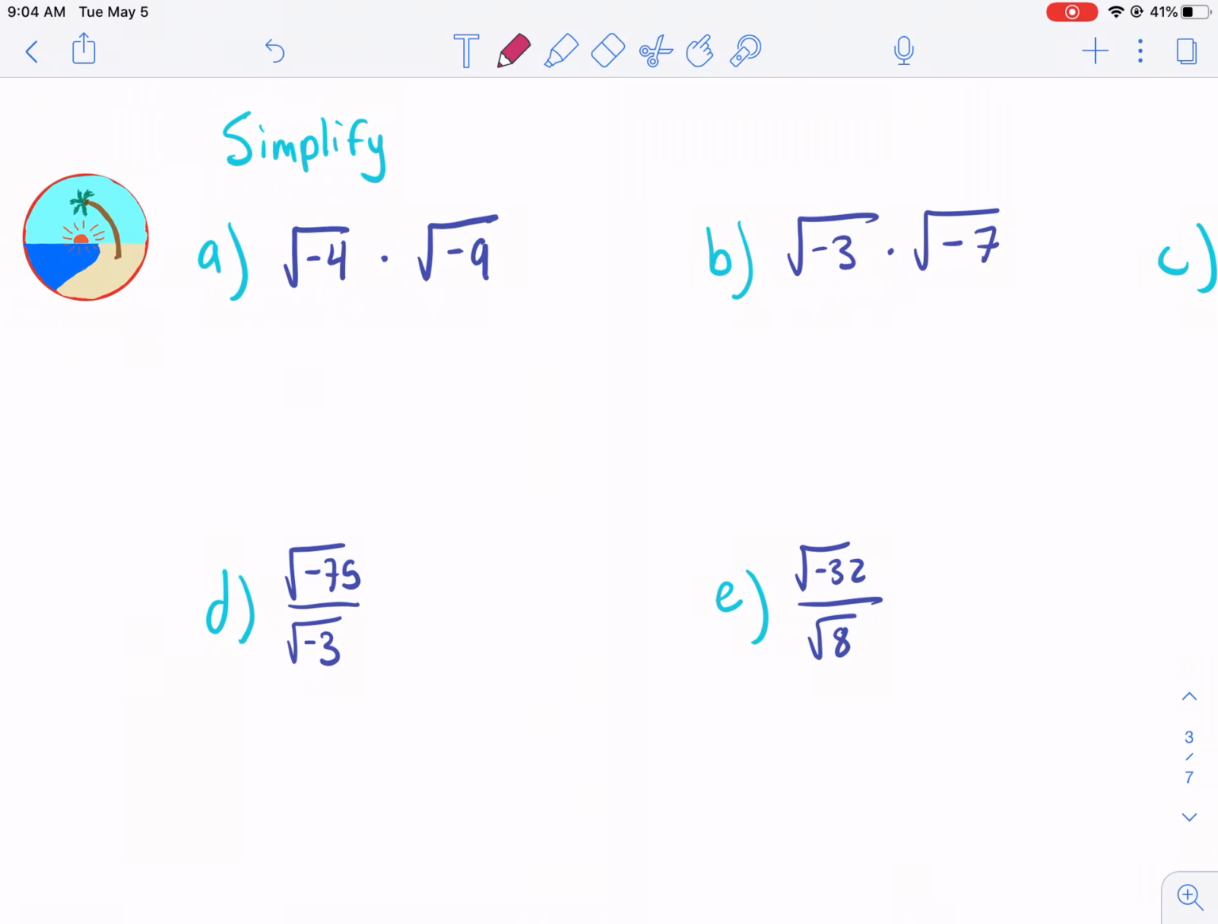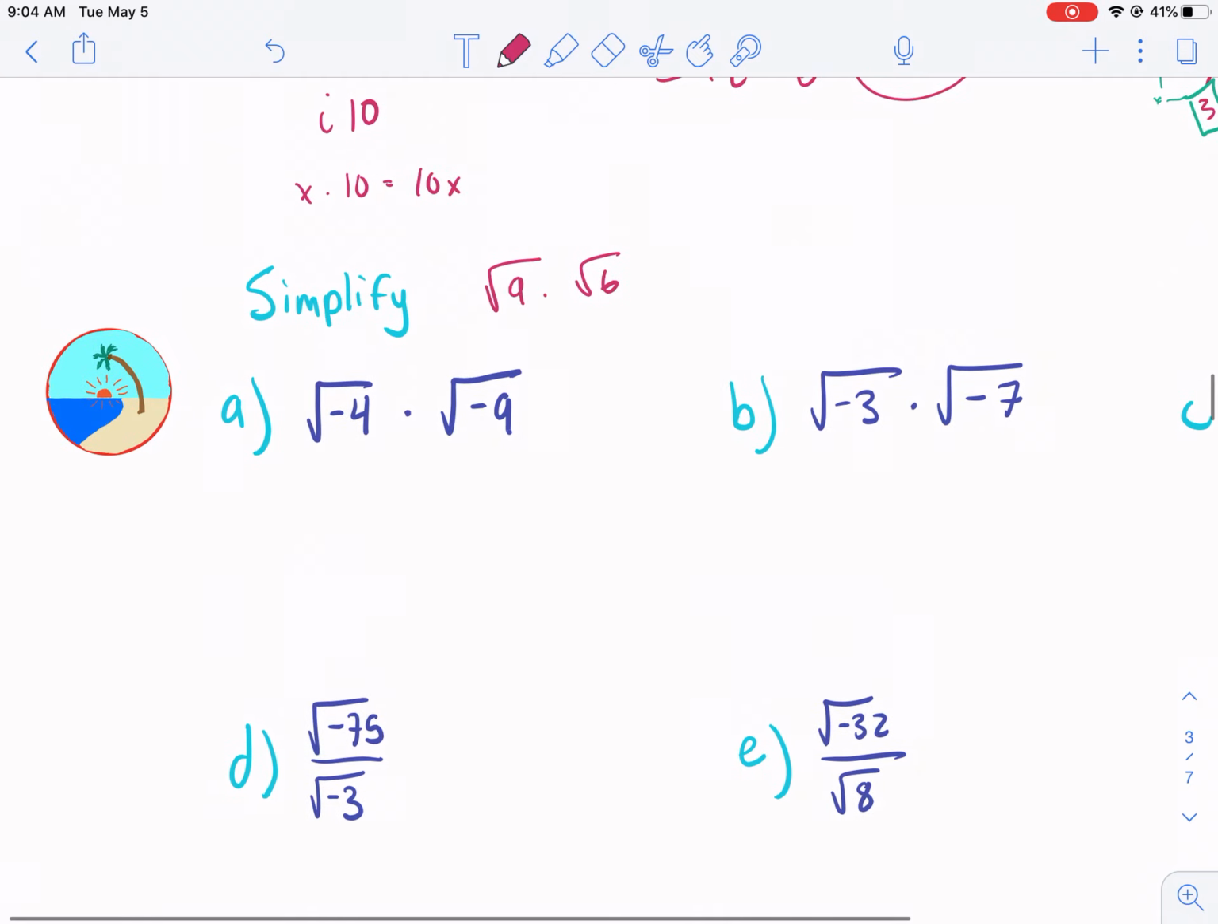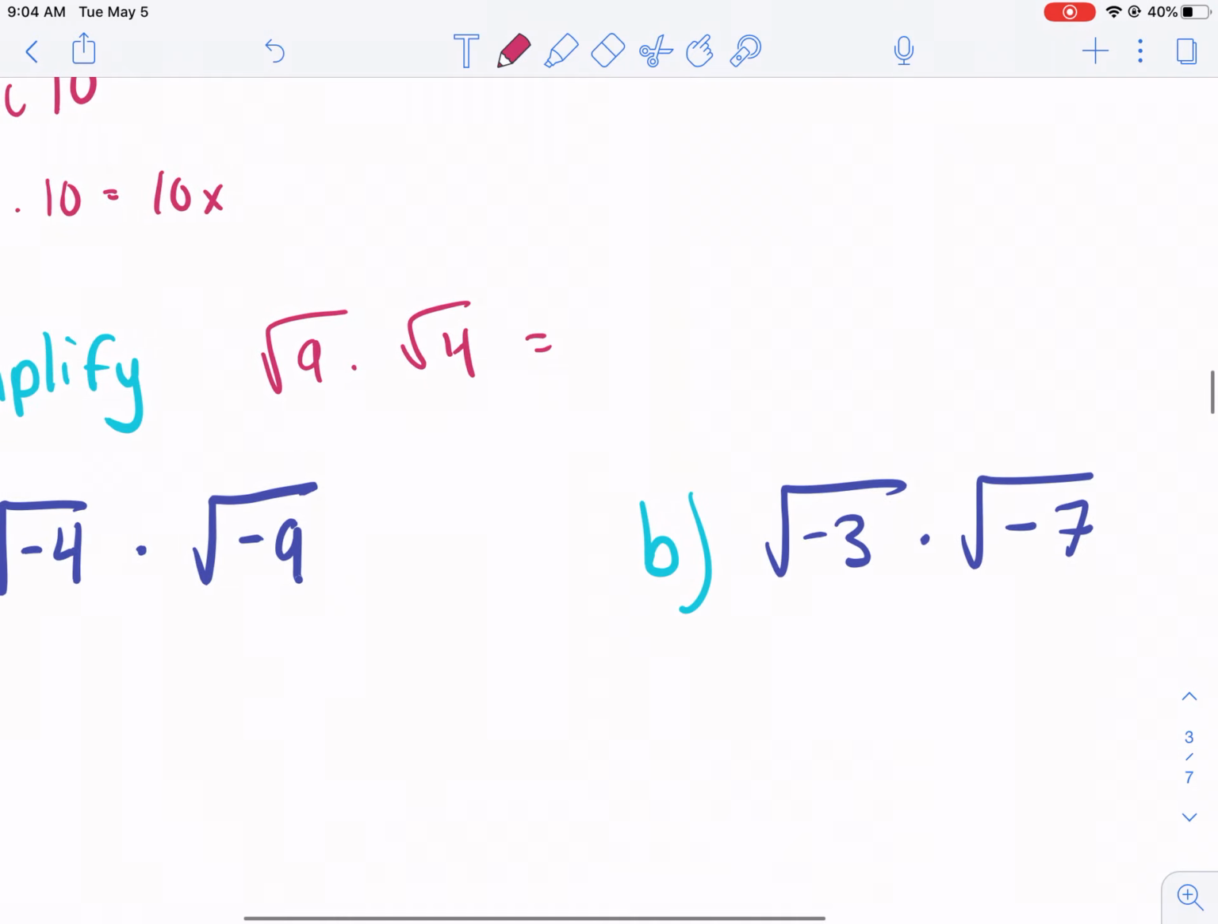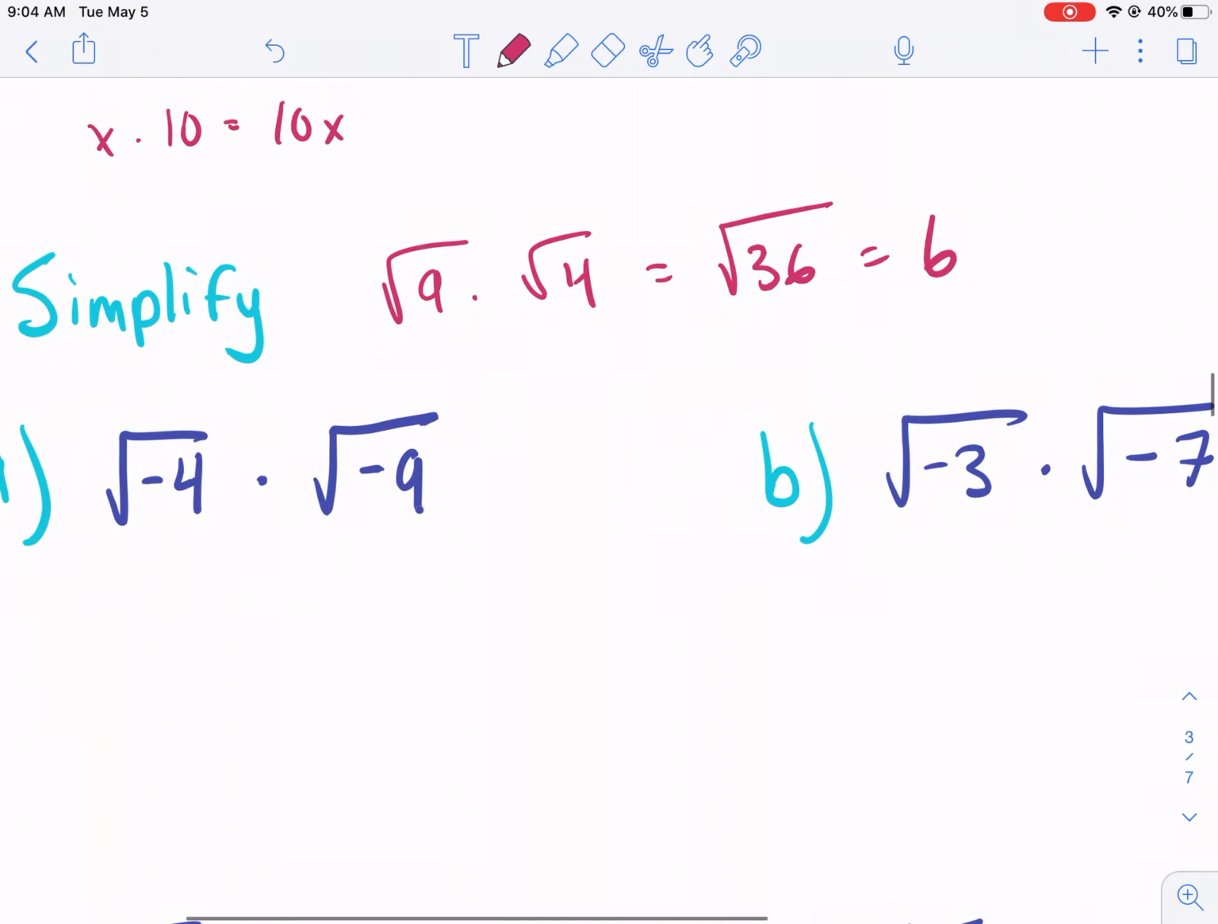Now, let's say we're multiplying radicals of negative numbers. We can't apply the same rule we used to. Before, we could do something like this: if we have square root of 9 times square root of, well, let's do 4. Let's keep it consistent. Square root of 9 times square root of 4, we could multiply the same numbers underneath the radical, get square root of 36, and we get 6.